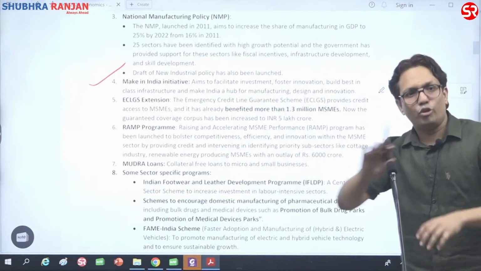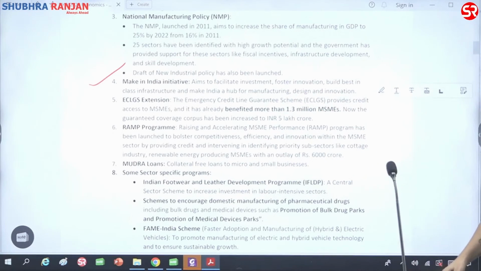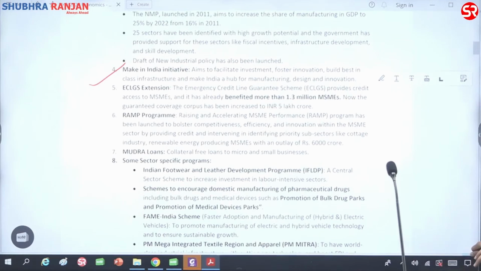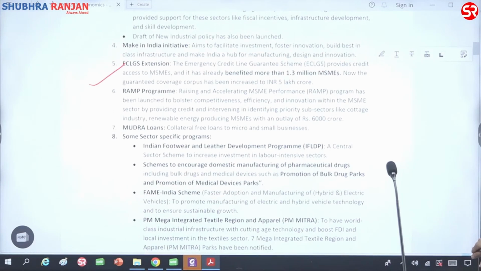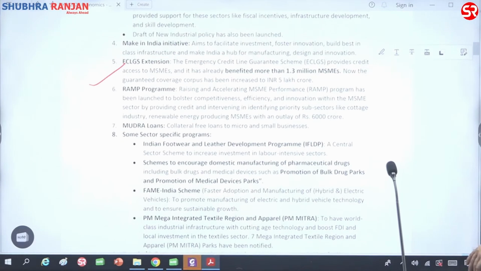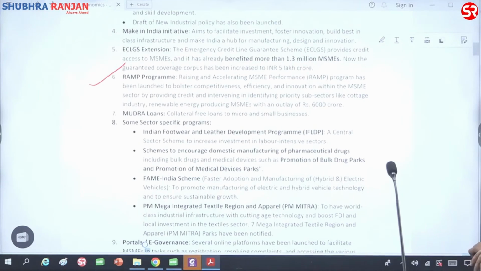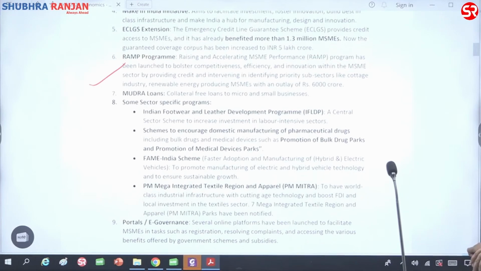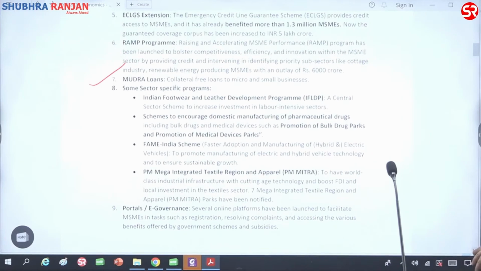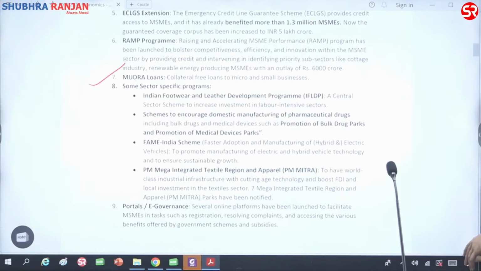RAM program, you can read about it. For discussion, we can leave it. Okay? Then you can say Mudra loans, collateral free loans. Then there were certain sector specific programs also for footwear and leather development. Then we have FAME India scheme for encouraging manufacturing of electric vehicles. And then we have PM Mitra scheme for boosting FDI in textile sectors.